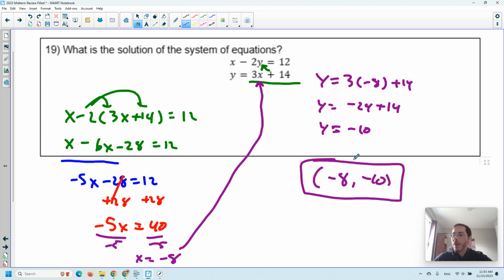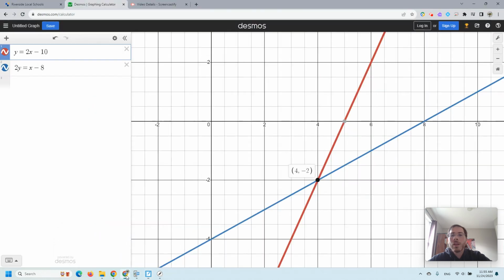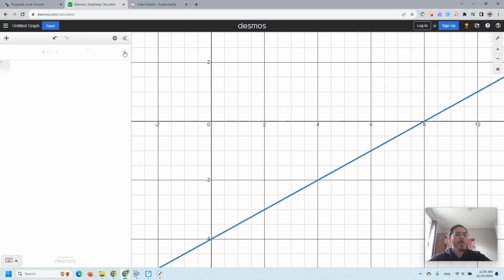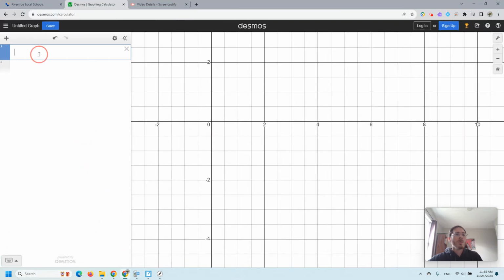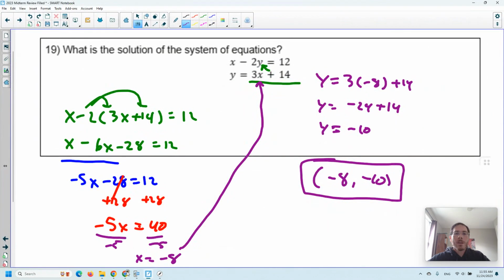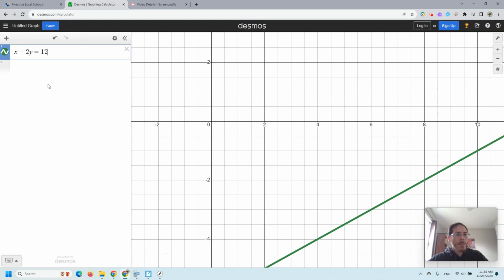And again, if I'm feeling bold, I just leave it as is. If I want to double check myself, which again, it's a test, so you may as well double check yourself. You got the graphing calculator. We're going to throw them in, and we're going to double check to see if we did get the right answer. So x minus 2y equals 12. Y equals 3x plus 14. Is that what it was?